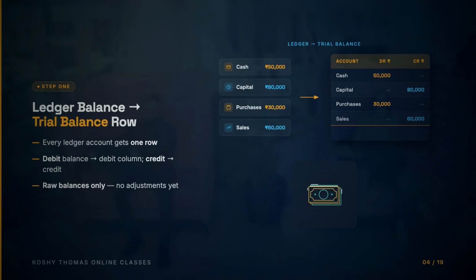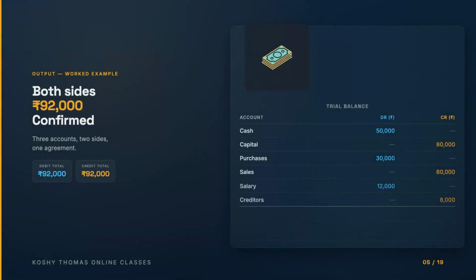So where does the trial balance come from? You close every ledger account and find its balance: cash account, debit balance 50,000 Indian rupees. Salary account, debit balance 12,000 Indian rupees. Capital account, credit balance 80,000 Indian rupees. You list every single balance in two columns. Debit balances on the left. Credit balances on the right. That's your trial balance. One row per ledger account. Nothing invented, just extracted. Here's what a simple trial balance looks like.